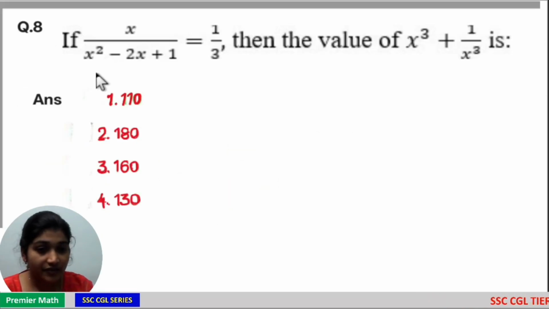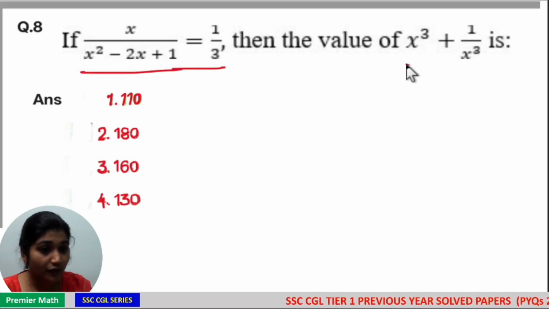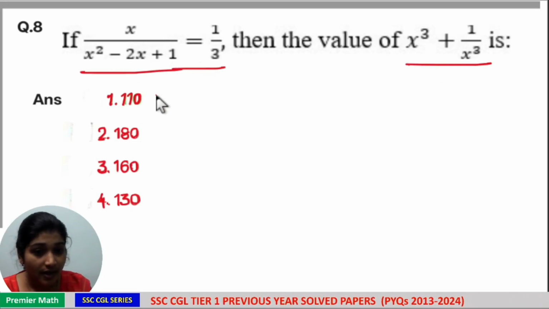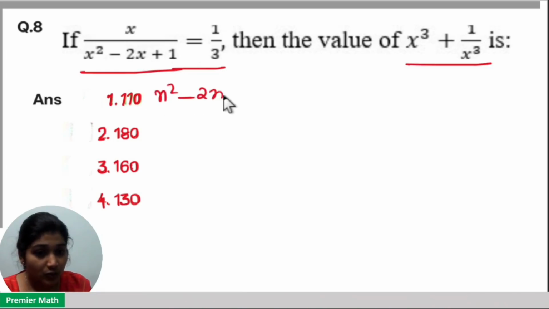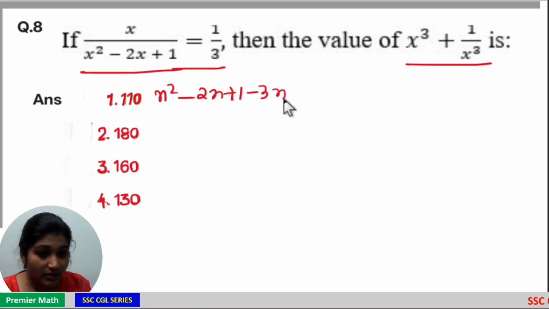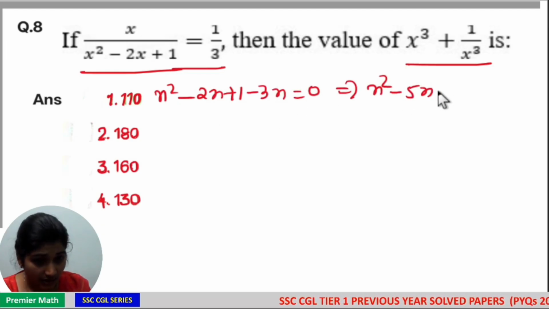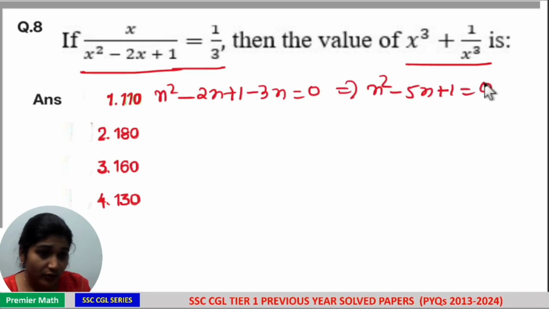If x divided by x square minus 2x plus 1 is equal to 1 by 3, then the value of x cube plus 1 by x cube is. If you cross multiply, x square minus 2x plus 1 equal to 3x. So minus 3x equal to 0 means x square minus 5x plus 1 equal to 0.